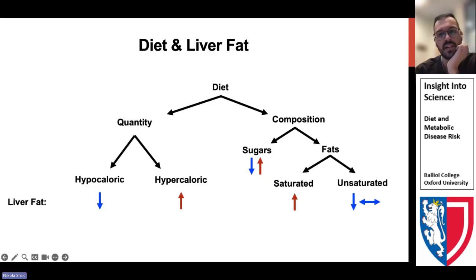So to summarize what we've talked about today, we've looked at how different diets affect a person's liver fat. Under hypocaloric conditions, liver fat went down. Under hypercaloric conditions, liver fat went up. And if we looked at the fats, saturated fat tended to increase liver fat, whereas unsaturated fats tended to decrease it or not have an effect. And sugars tended to increase or decrease liver fat, but it really depended on how many calories people were eating.